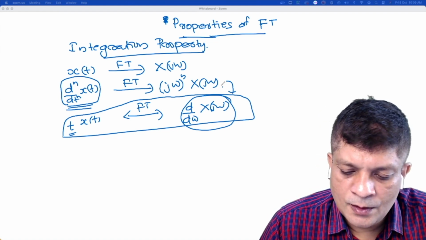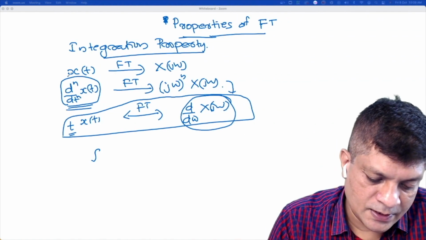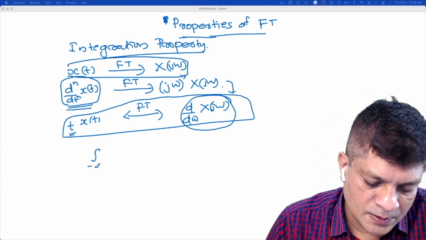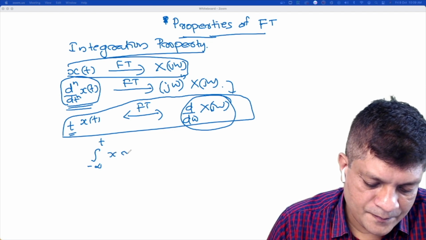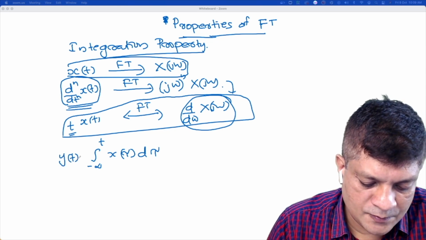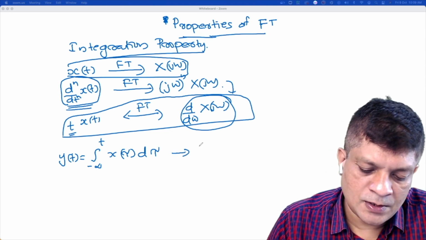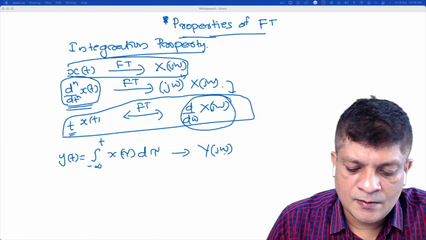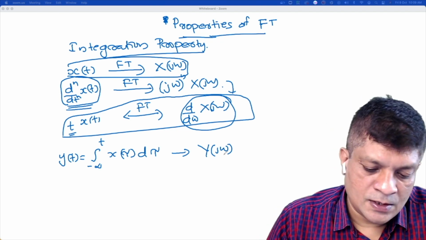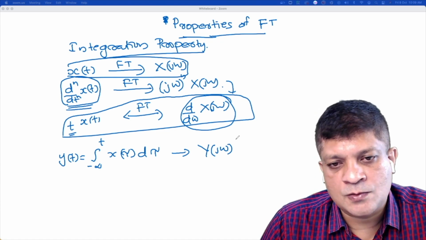Okay. So today let us discuss the integration property. If we consider a signal x(t), and let's say X(jω) is its Fourier transform. Now if we integrate that signal, let us denote it by y(t), and its Fourier transform by Y(jω). Is it somehow related to X(jω)?